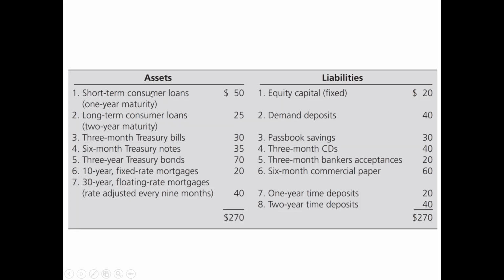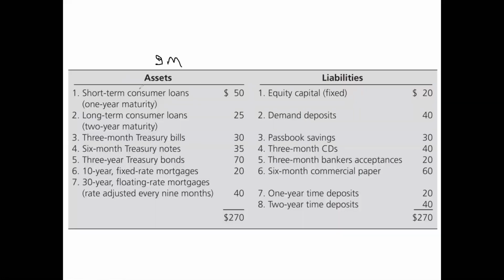Here we are given an example. You can see short-term consumer loans on the asset side with 1 year maturity, long-term consumer loans with 2 year maturity, then we have 3 months treasury bills, 6 months treasury notes, 3-year treasury bonds, 10-year fixed rate mortgages, and 30-year floating rate mortgages. So if I ask, let's say, please find the gap for 9 months, you need to find the rate sensitive assets that are repriced within 9 months, and the rate sensitive liabilities for 9 months. So you need to find the gap for the 9 months maturity bracket.